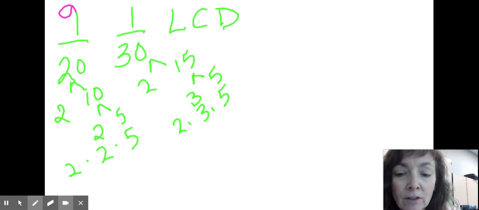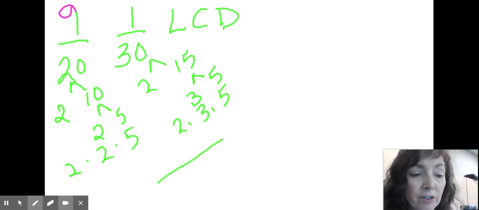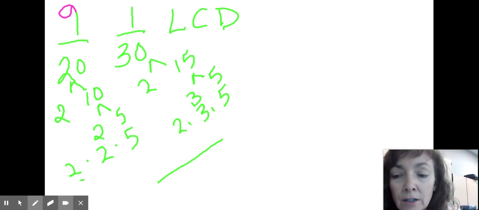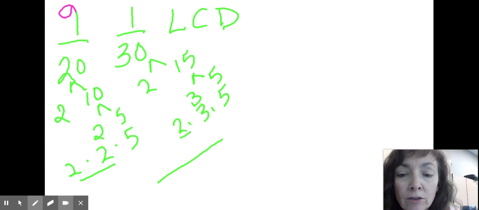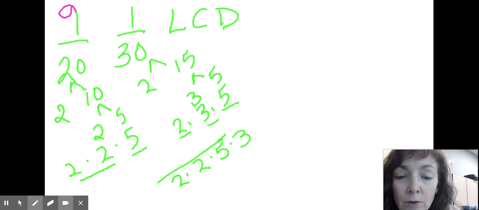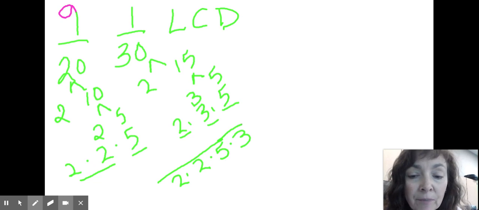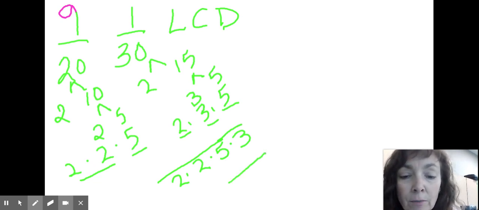So in order to make a common denominator, I need to represent the most times that each of those factors appears. So here, I need 2 2's. I only need 1 2 over here, but since the 20 needs 2 2's, we're going to put 2 2's in our denominator. And then there's a 5 here and a 5 here, so that satisfies both of them. I'll put a 5. But I also have a 3 over here, and so I have to put a 3 to satisfy the 30. So I multiply 2 times 2 times 5 times 3. 4 times 5 is 20 times 3 is 60. My common denominator is going to be 60.